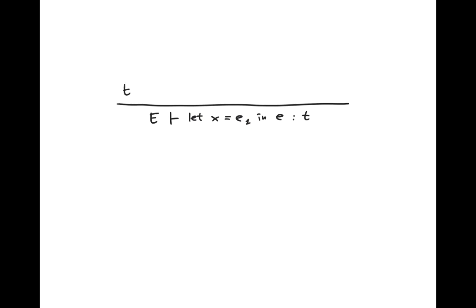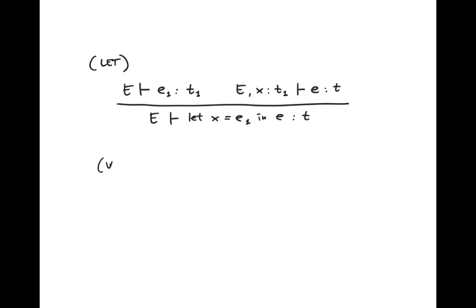So if E1 has the type T1 in our type environment, then we can type the body E in our type environment, where we have added now the assumption that X has type T1, because X here must have the same type as its definition E1. So given that, we can then type the body E, and if that E has type T, then the whole let expression gets type T. So that's the let rule.